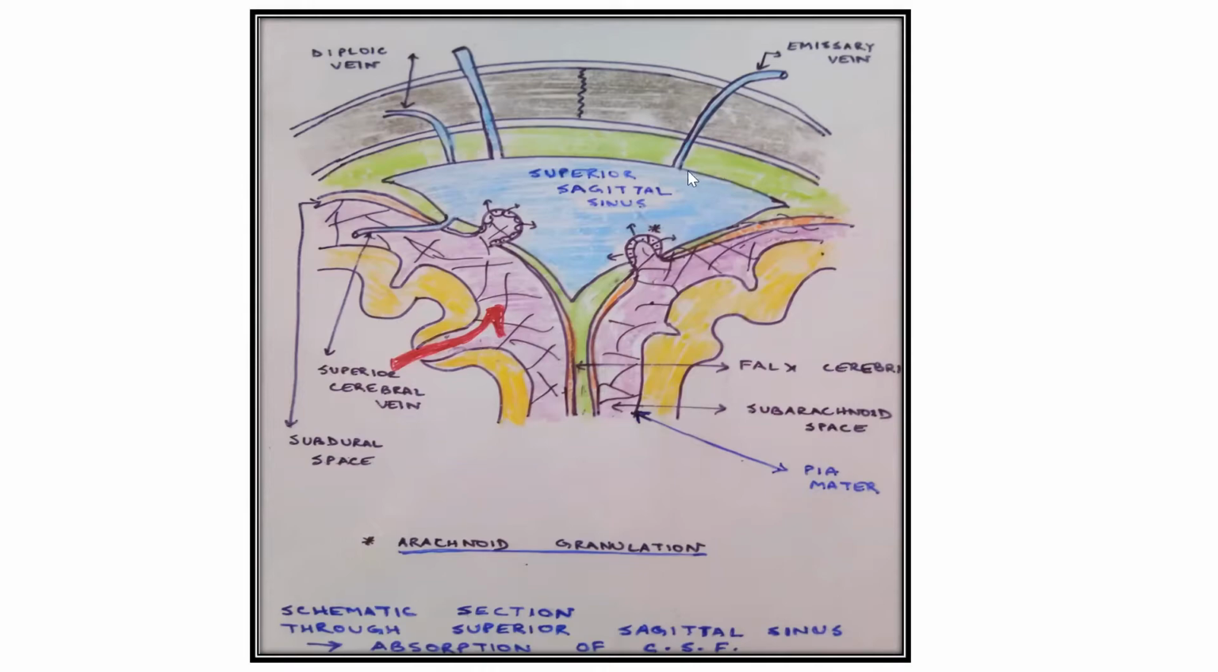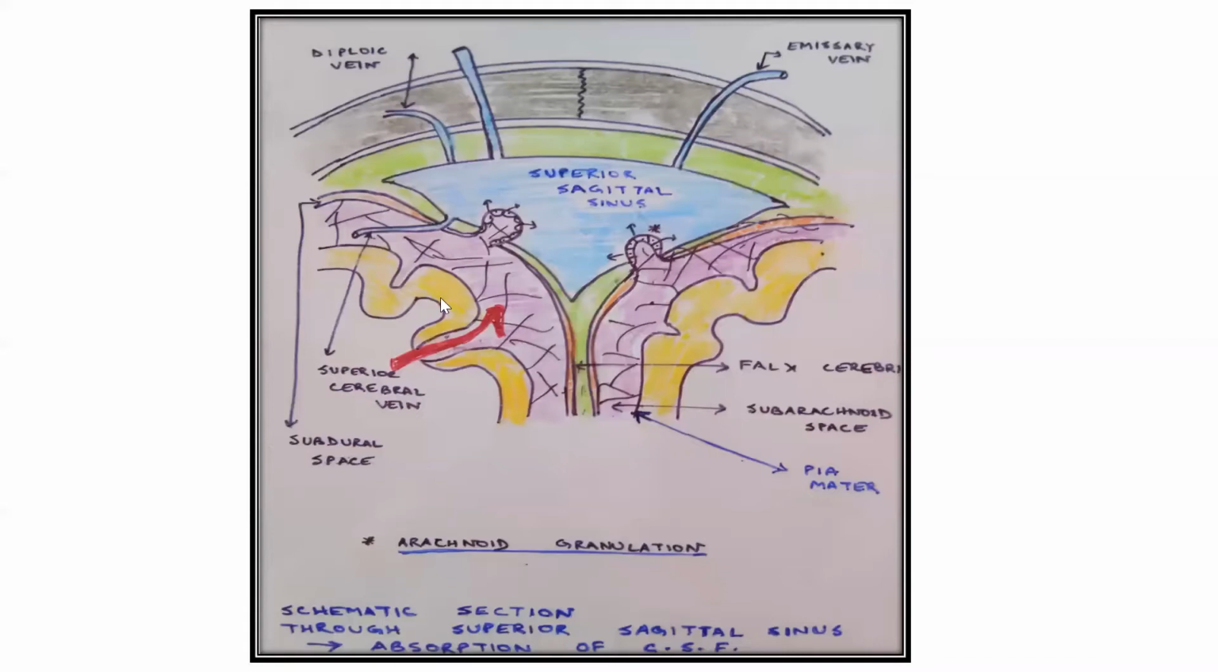This is the coronal section through the superior sagittal sinus. Here we can see the two parietal bones which are united at the sagittal suture. Beneath that, this green color structure is the dura mater. Now this layer of the dura mater, which is firmly attached to the undersurface of the bone, is the endosteal layer. This one, on the other hand, which has got separated from the endosteal layer, is the meningeal layer. And this meningeal layer is forming the falx cerebri.